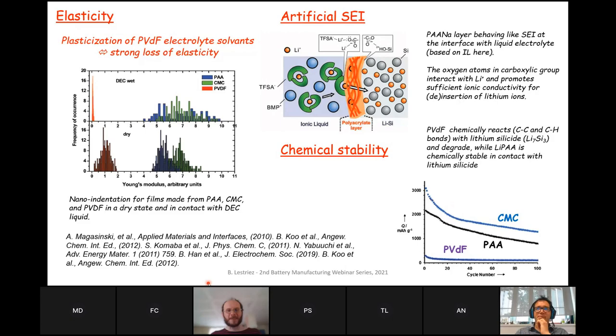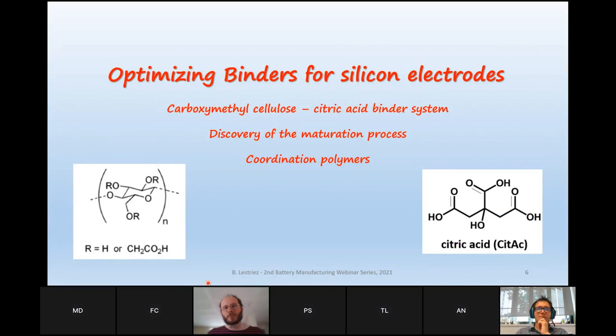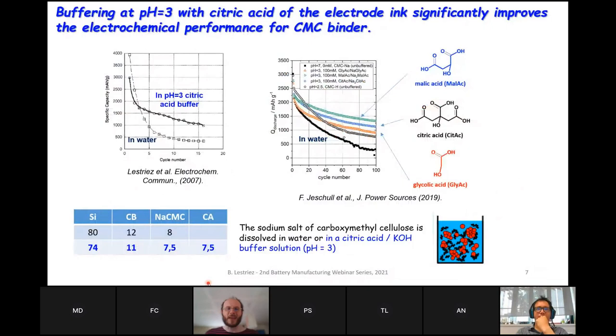Next. So now I would like to recall some old work from our group with respect to these binders, a mixed binder system, which is composed of carboxymethyl cellulose and citric acid. We found better performance when citric acid was mixed with CMC, and it will illustrate some mechanical degradation phenomena of the electrodes. Next. So on the left, these are old results, and they were confirmed recently by Fabian Jeschull, who also found that if you mix carboxymethyl cellulose, in fact, if you buffer the electrode slurry at pH 3, thanks to citric acid or malic acid or glycolic acid, you have better cyclability of the silicon-based electrodes when they are prepared with the carboxymethyl cellulose binder.